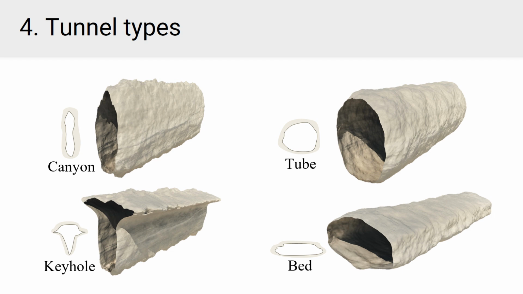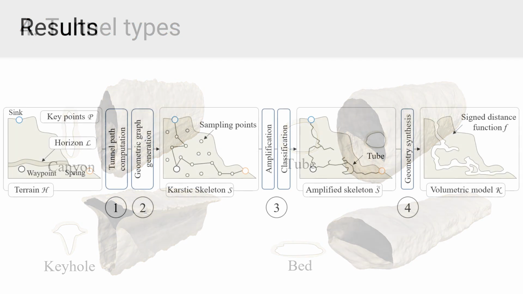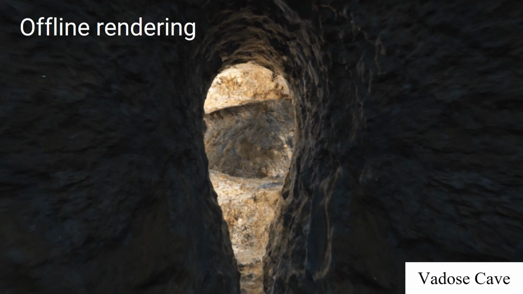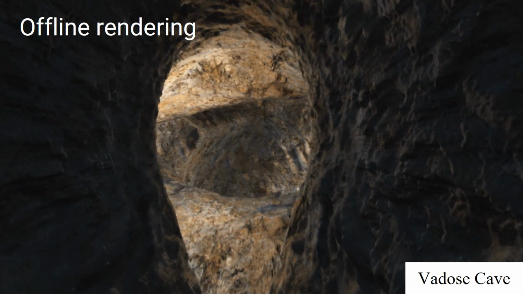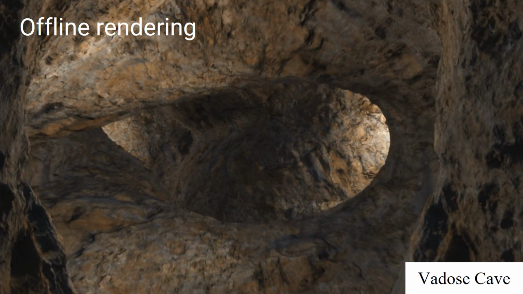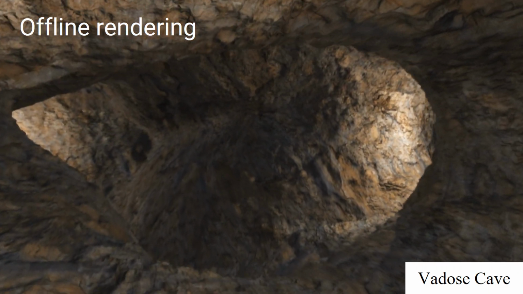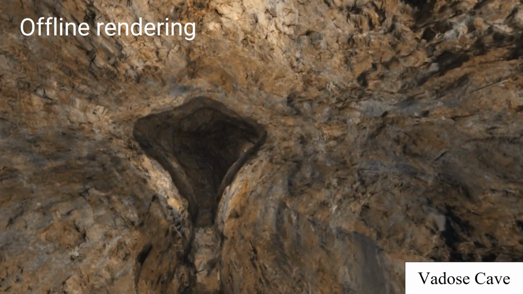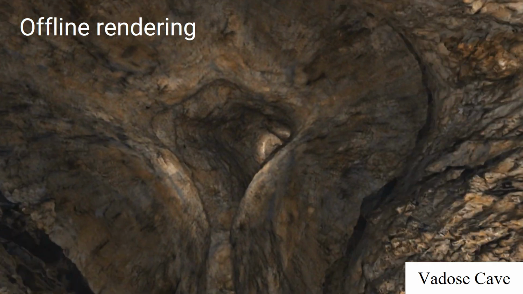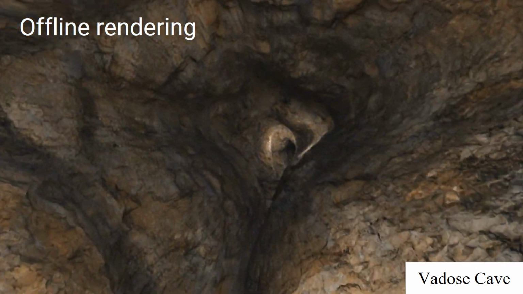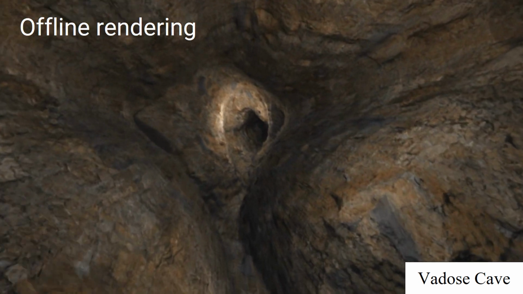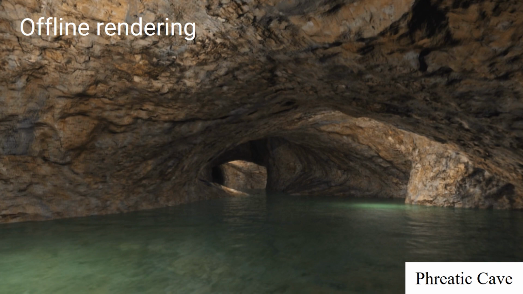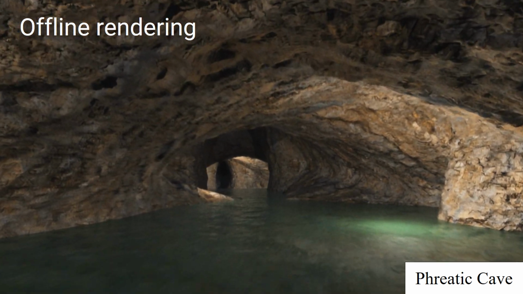Finally, we show some results of our method. Here are some offline, and interactive results. Canyon tunnels appear in the vadose part of the karst above the active water table. Keyhole tunnels are very characteristic shapes and appear under similar conditions. This bed tunnel is partially filled with water inside the phreatic part of the karst.